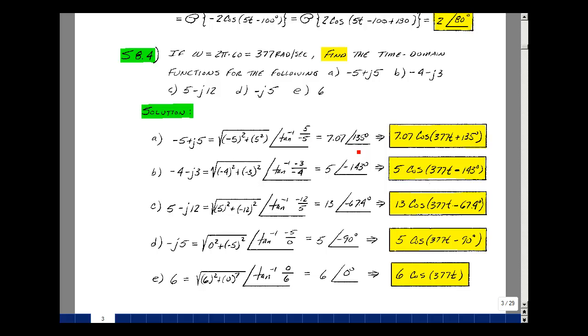Now, if you get a calculator that can take this into account, you can just hit 2 buttons in and 2 buttons out. So my magnitude and angle in polar form is 7.07 at angle 135. Just put a cosine of omega t between the two.